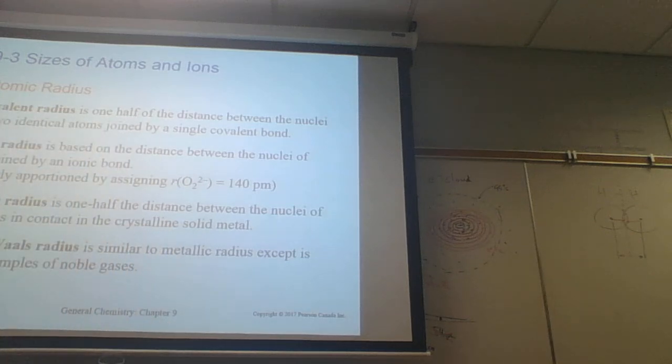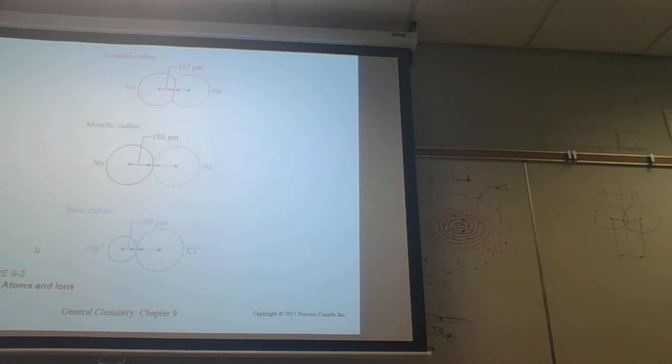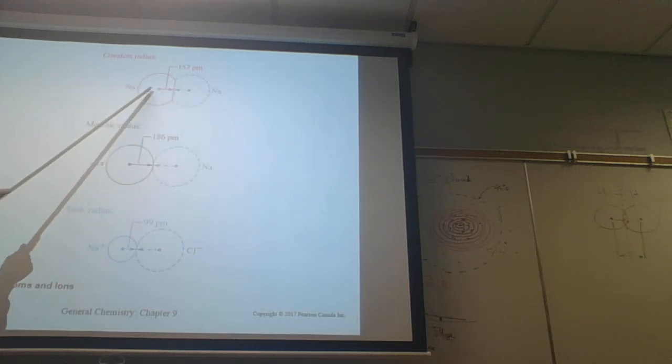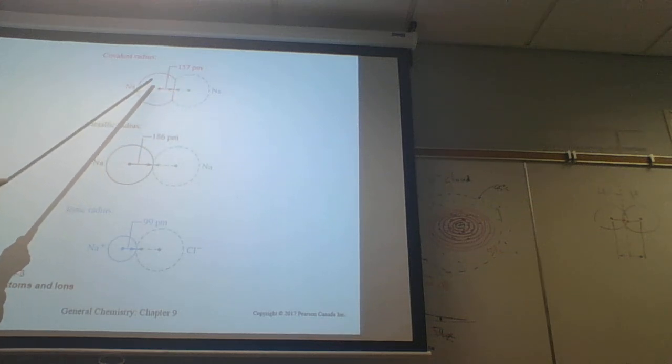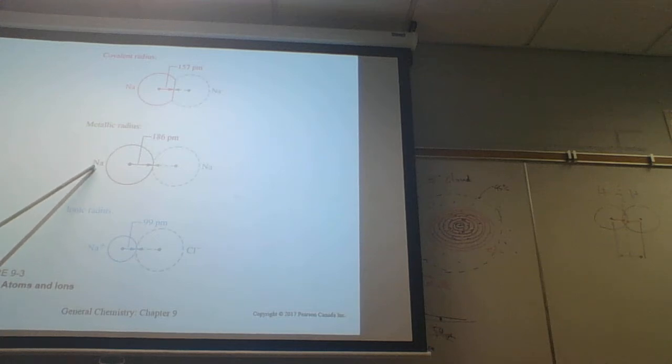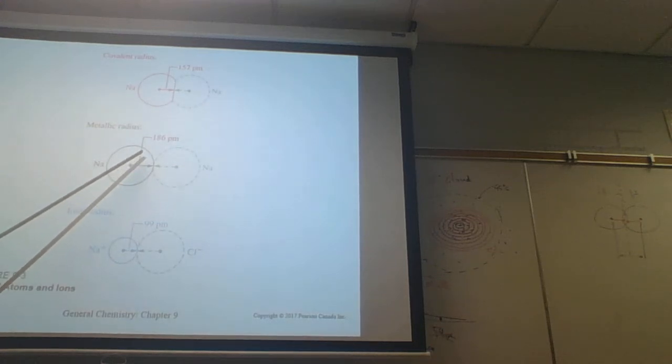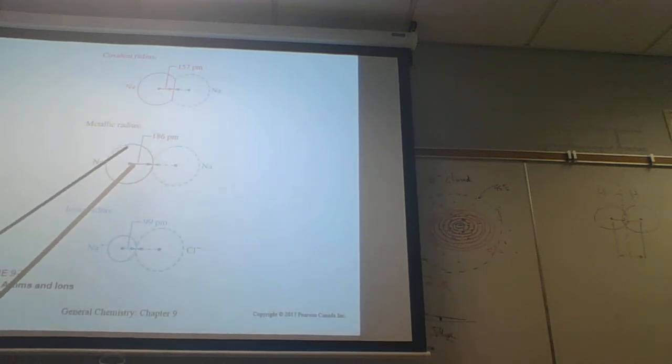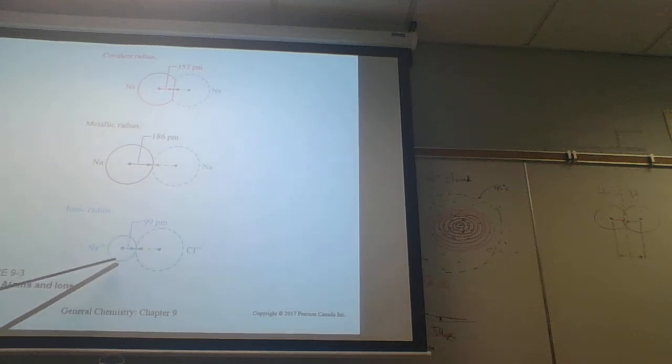No hard surface. So these are the ways we determine the radius. Here's the covalent radius at the top, metallic radius, and ionic radius. And so you get three different radii for sodium. Sodium in the molecule like this, Na2, which is very unusual, is 157 picometers. Sodium in the metal, solid, is 186 picometers. And sodium as an ion is 99 picometers.